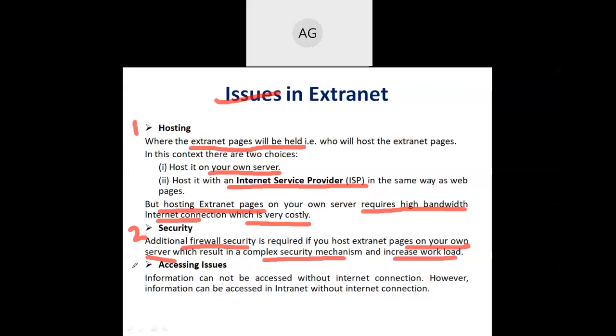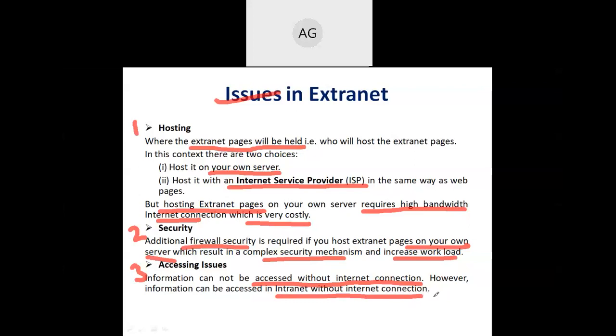Now, the third issue concerned with the extranet is accessing issues. Information cannot be accessed without an internet connection. So in order to access the information from the extranet pages, the company has to use the internet connection, and the internet connection is also a high bandwidth internet connection. However, information can be accessed in an intranet without an internet connection.